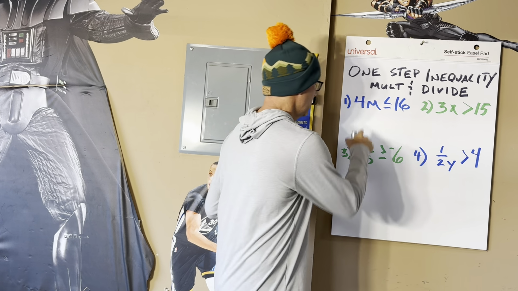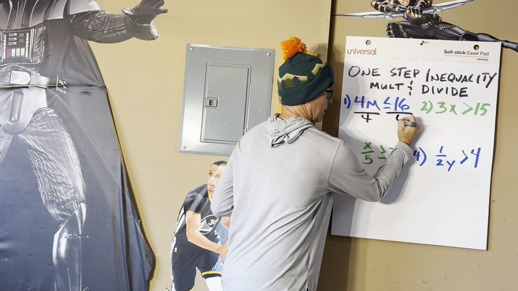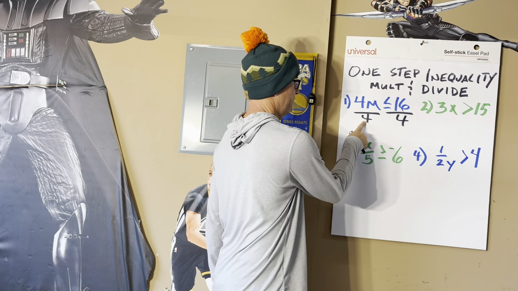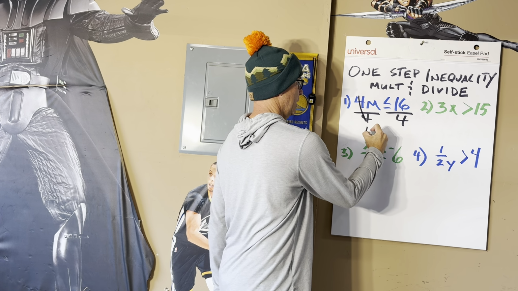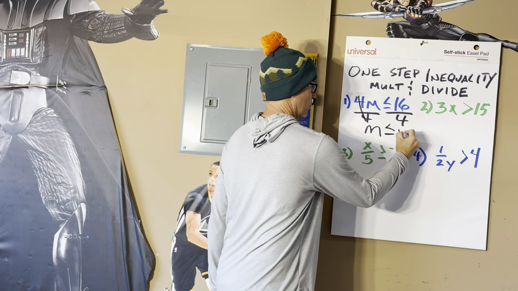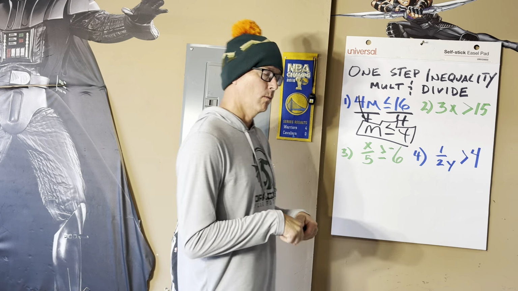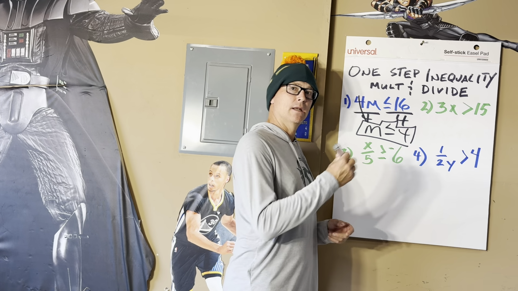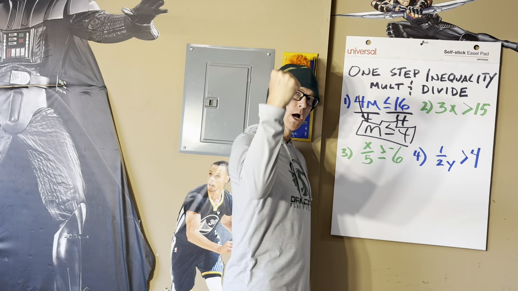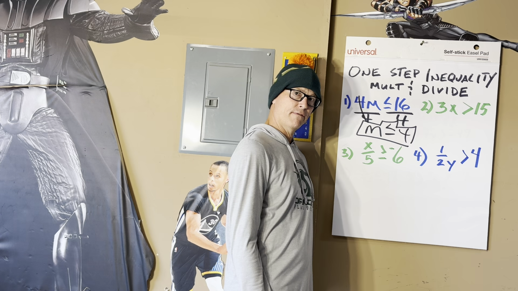That means they're multiplying. So if this is multiplication, here's how you show division. That's not a fraction bar, it's a division bar. Same thing, okay? 4 divided by 4 is 1. So you have 1m. This bad boy just comes down, just like an equal sign. 16 divided by 4 is 4. Okay, m is less than or equal to 4. Again, the way we check it is you just pick any number that makes this true, it'll make that true. So let me pick one number that's less than or equal to 4. How about 0? 4 times 0 is 0. 0 is less than or equal to 16. Okay, we're off and running.